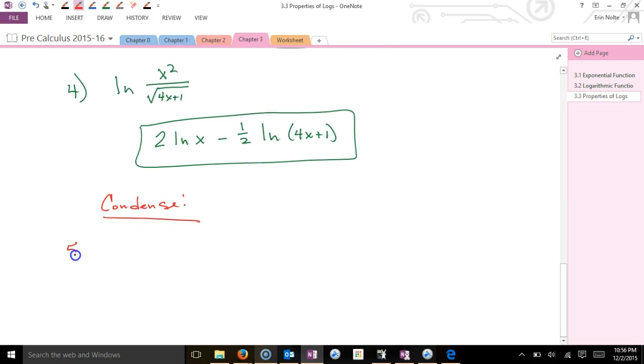So, number 5. Let's say we have log base 2 of 4 plus log base 2 of x minus 5 log base 2 of y plus log base 2 of z. There we go, that's pretty cool.